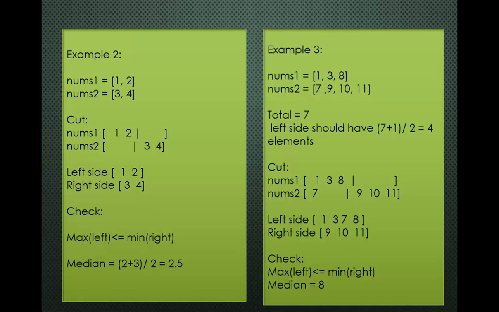Another example where nums1 is equal to [1, 3, 8] and nums2 is equal to [7, 9, 10, 11]. Total elements are 7. The left side should have (7 plus 1) divided by 2, that is 4 elements. Cut. So look, the left side becomes 1, 3, 7, 8. The right side becomes 9, 10, 11. Check the condition. The median will be equal to 8. So this is how we are going to solve the problem.